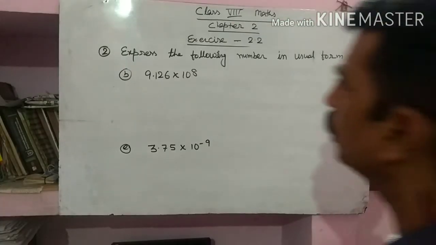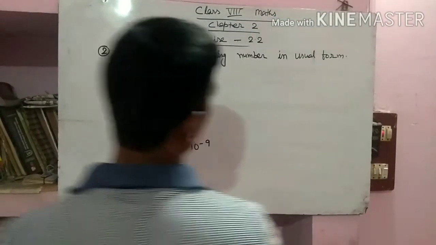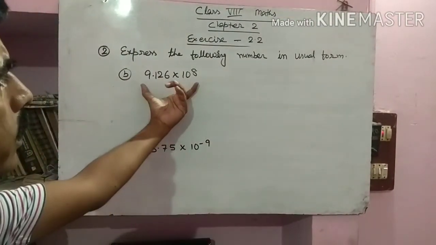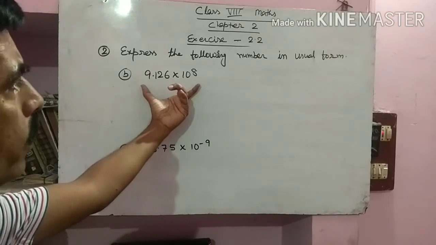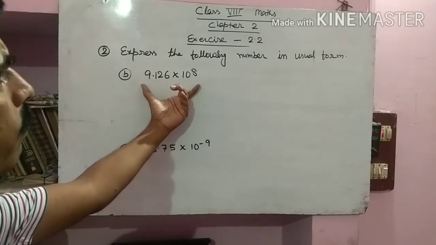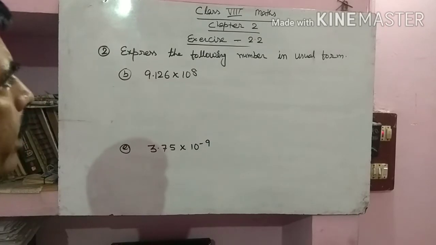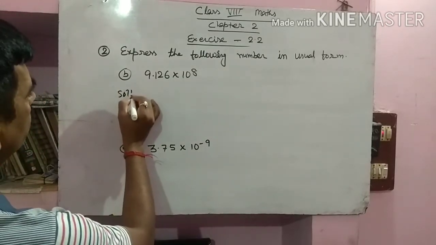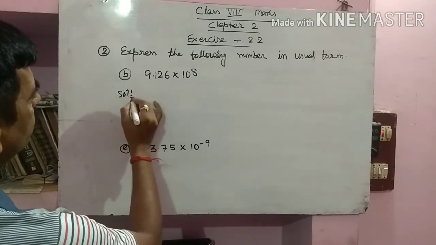Okay, question number 2 is: express the following number in usual form. It means the number is written in the standard form or scientific notation. We have to write it in the usual form, the normal form, as we normally write numbers. So in solving this question, what do we have to do?